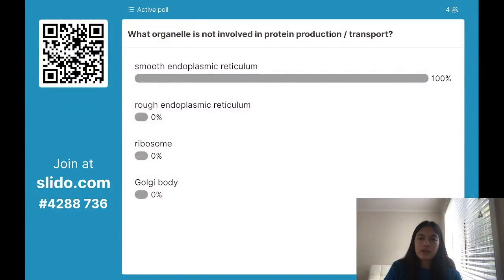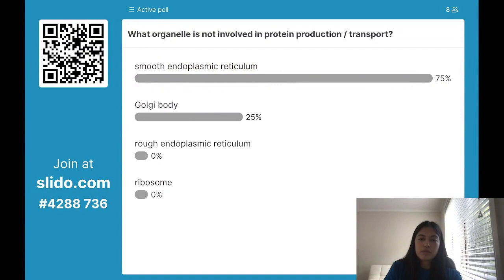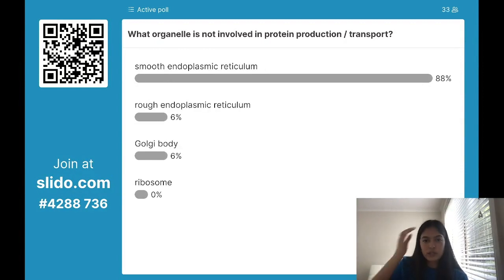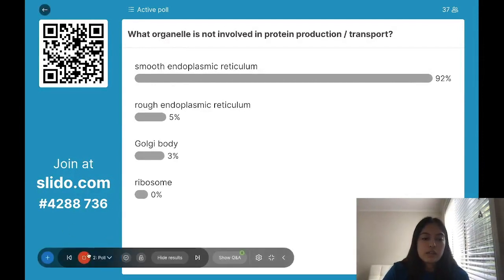Looking good so far. I think there is a little bit of a lag between what I'm saying and then once it reaches your devices. So I'll give it like 5 more seconds. Okay, looking pretty good. Perfect. I might stop that there.